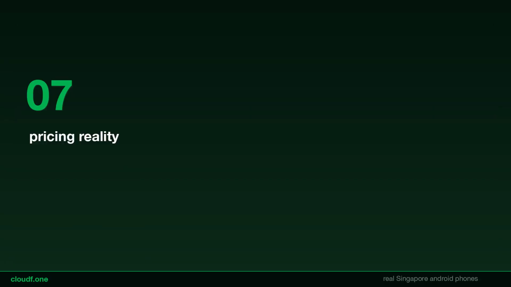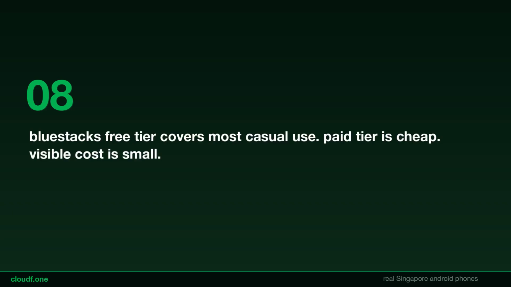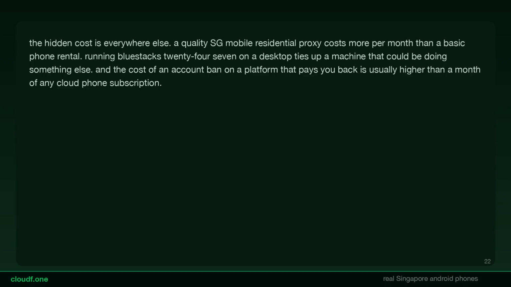Now pricing reality. BlueStacks free tier covers most casual use. Paid tier is cheap, visible cost is small. The hidden cost is everywhere else. A quality SG mobile residential proxy costs more per month than a basic phone rental. Running BlueStacks 24/7 on a desktop ties up a machine that could be doing something else. And the cost of an account ban on a platform that pays you back is usually higher than a month of any cloud phone subscription.